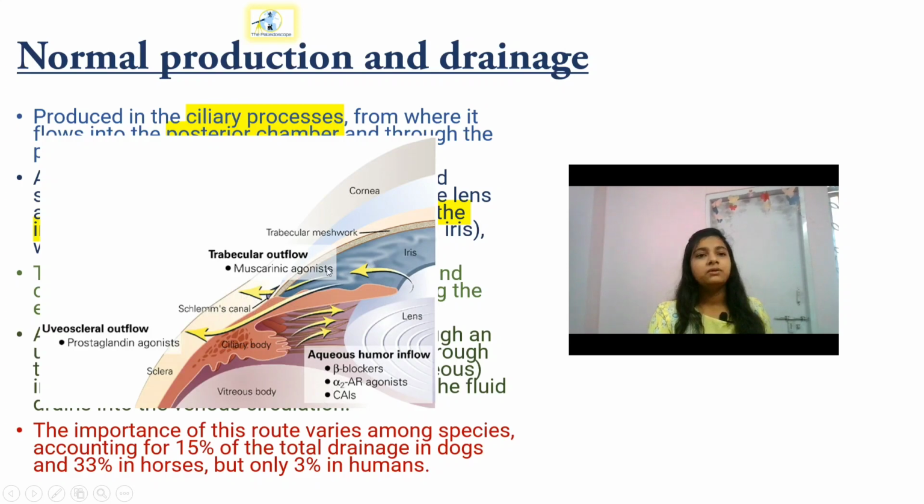Okay, now the trabecular outflow is helped by muscarinic agonists. This is important for treatment purposes. Okay, which pharmacologic agent helps what? Muscarinic agonists will help in trabecular outflow, prostaglandin agonists will help in uveoscleral outflow, and aqueous humor inflow will be reduced by beta blockers, alpha 2 AR agonists and CAIs.